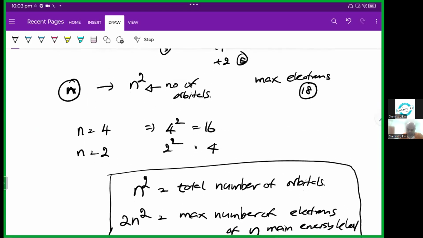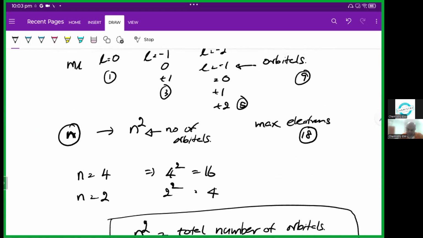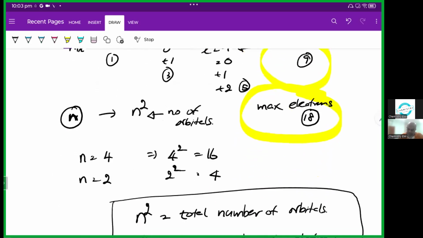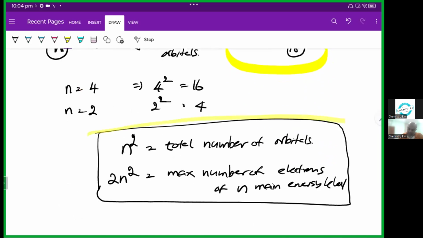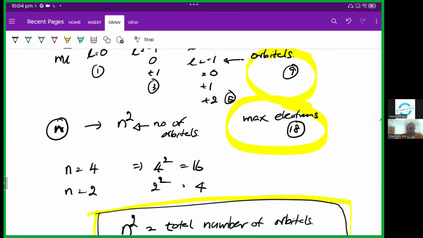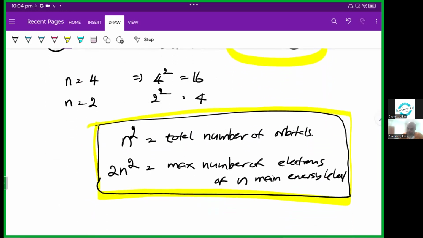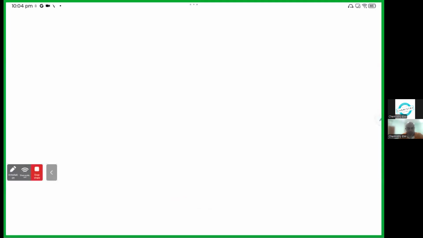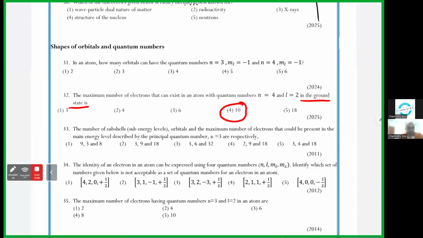So in our question, sub-energy levels are 3, orbitals are 9, maximum electrons are 18. You can use this equation as well. So the answer is 3, 9, and 18. So let's go to our question. 3, 9, and 18. The answer is the third one.